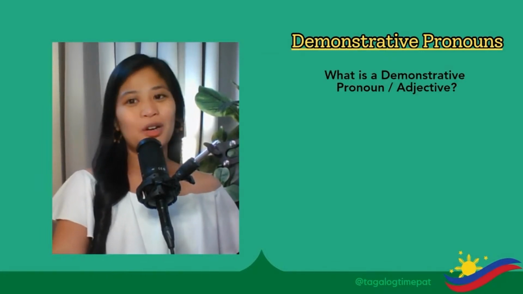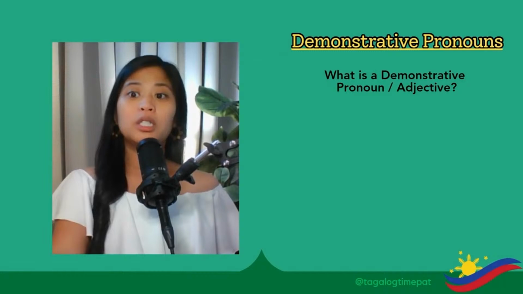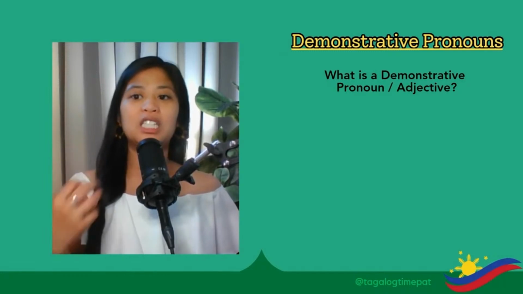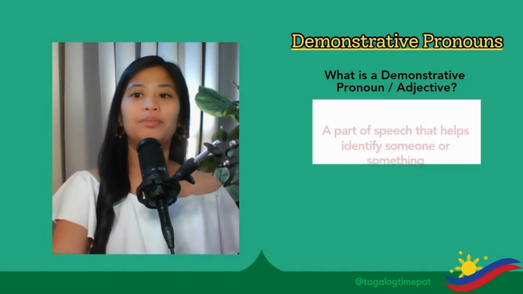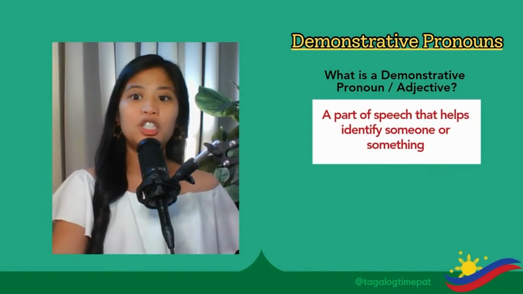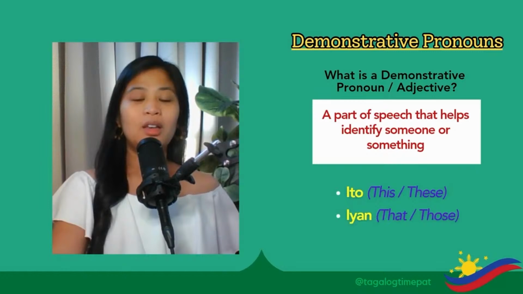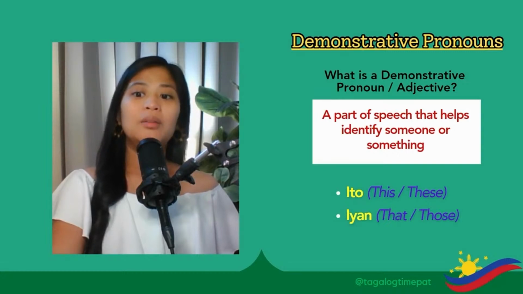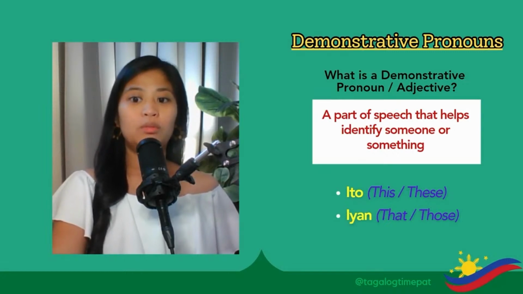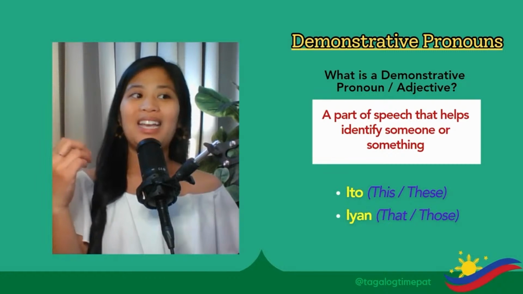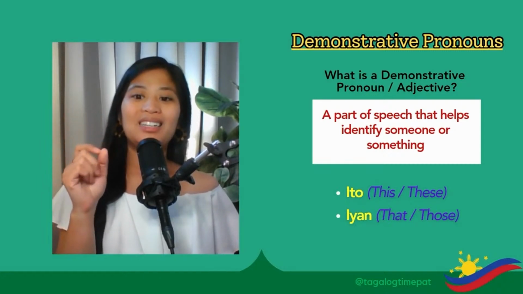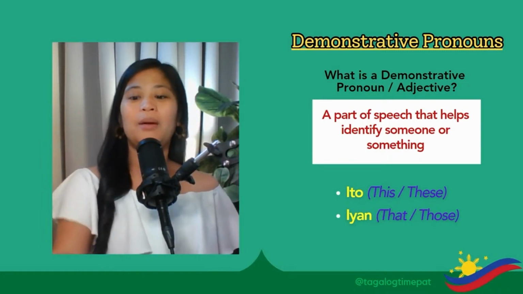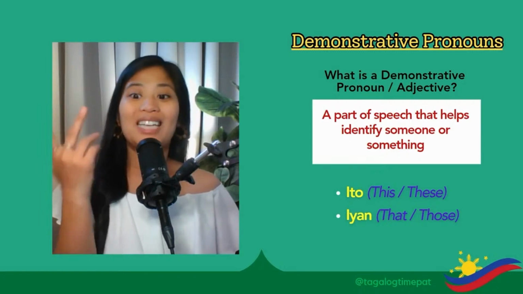So what is a demonstrative pronoun? Sometimes they're called demonstrative adjectives, again, because it's describing a noun. Well, it's a part of speech that helps identify someone or something. So here are some examples. "Ito" means this or these. "Yan" means that or those. I'm saying "yan," but it's technically "iyan." But it's more common to just hear someone say "yan."